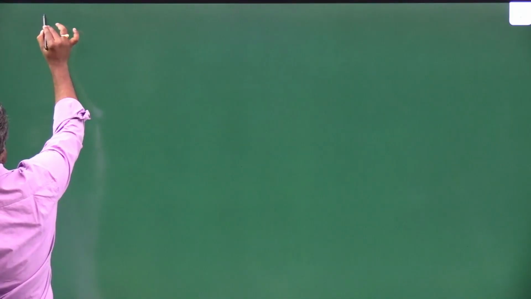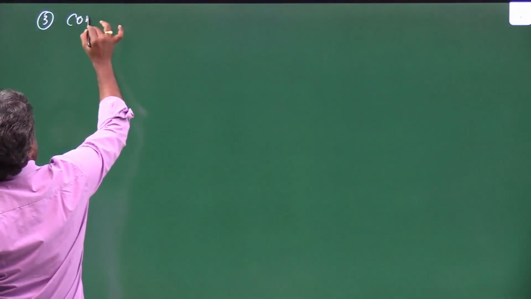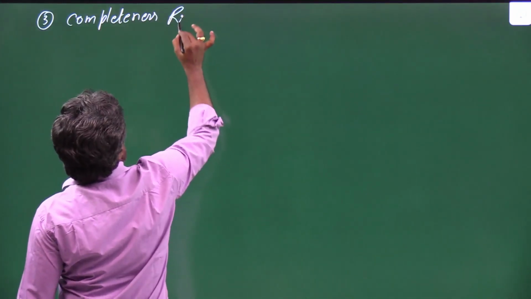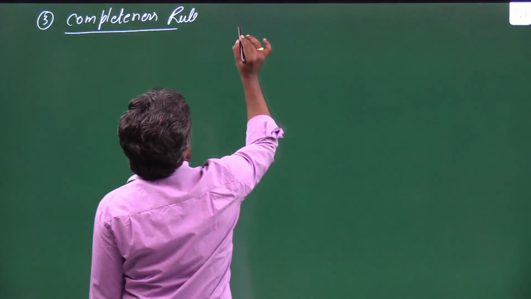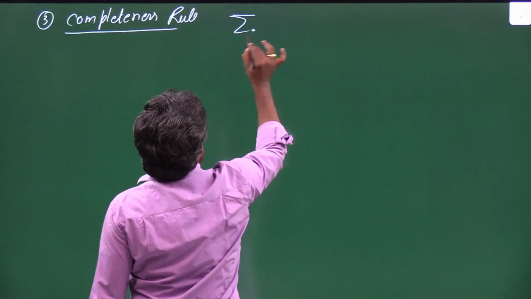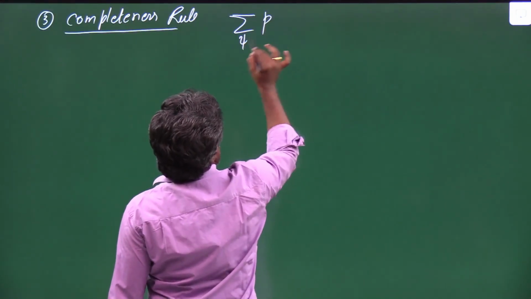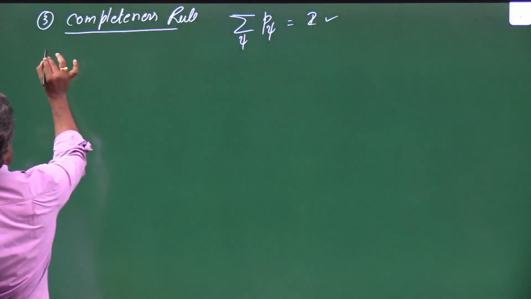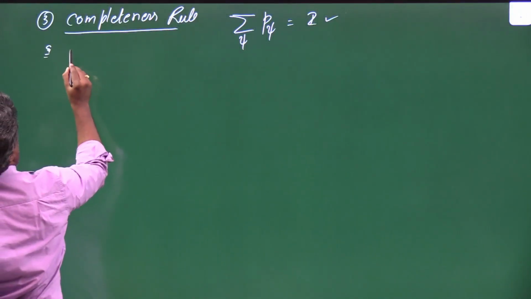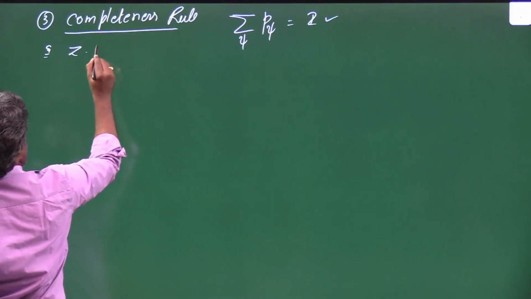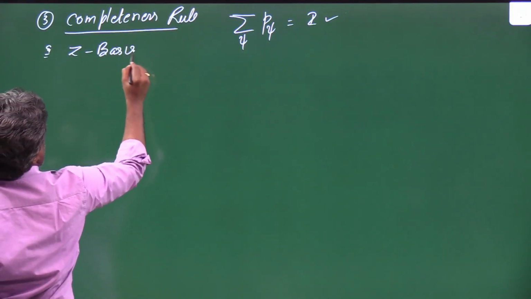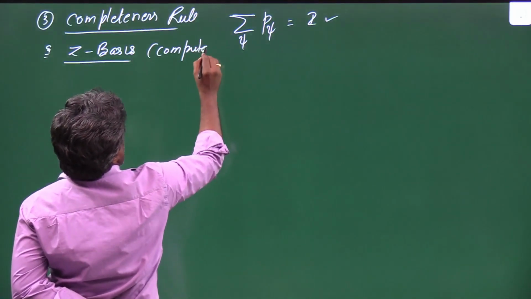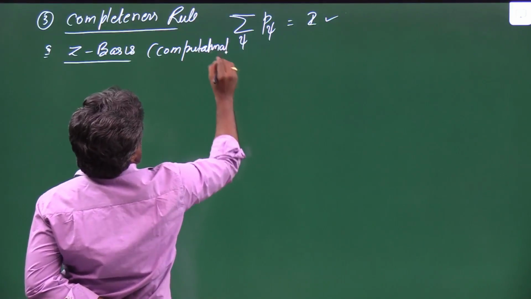So here what we are discussing is very crucial, the completeness rule. Once again, what I am saying, for example, you have psi, summation over |psi><psi| should be equal to I. Okay. Now I am taking an example, let us take the Z basis. Z basis is nothing but the computational basis. We will consider it as a computational basis.